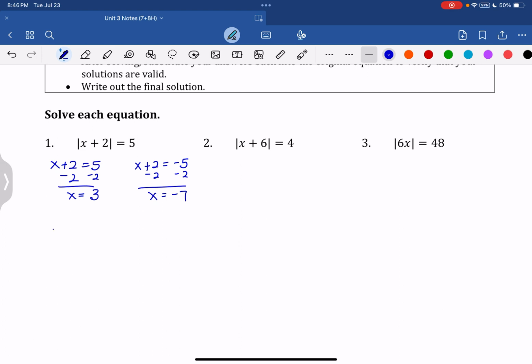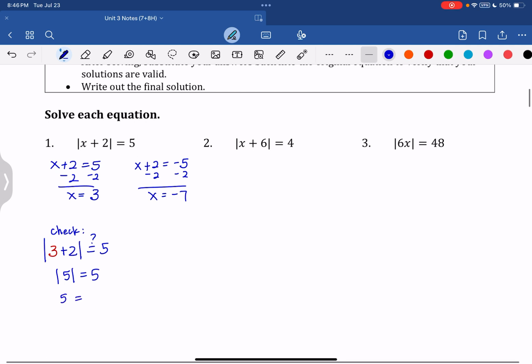So if I plug them back in, you can check to make sure that they work. If I plug in 3, and do 3 plus 2, does that equal 5 when I take its absolute value? Well, that would be absolute value of 5 equals 5. So 5 does indeed equal 5.